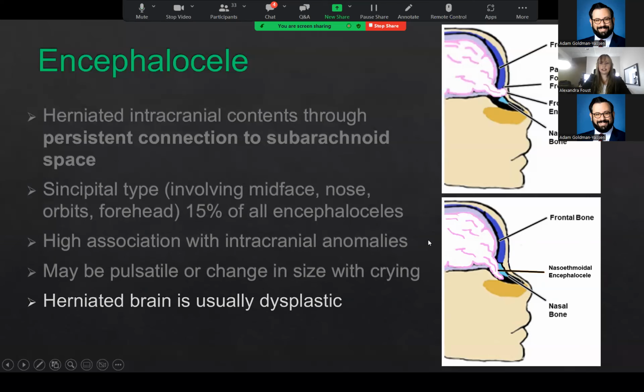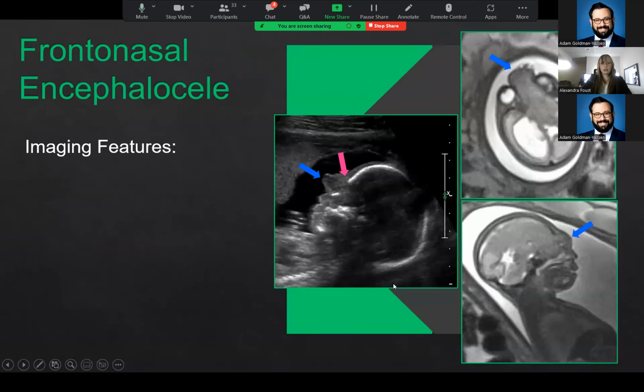But as it is dysplastic, certainly could be a potential cause for seizures and things like that in some patients. So this is an example then of the frontonasal encephalocele. So, we see what we expect to see. So you have persistent opening here of the fonticulus frontalis. There's your frontal bone. There's your nasal bone in a fetus.